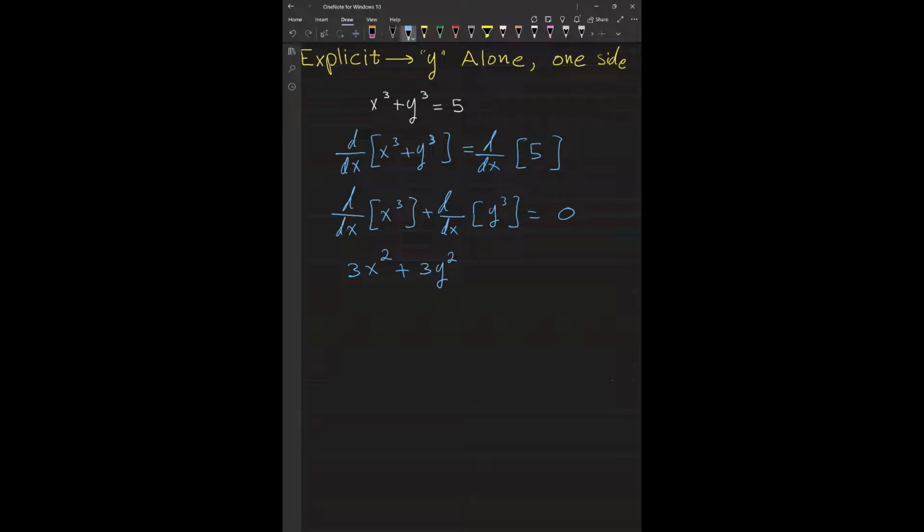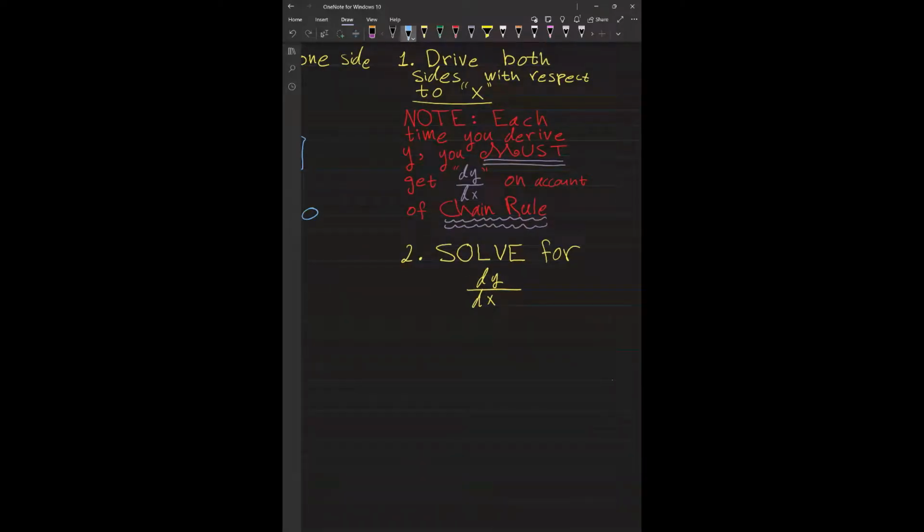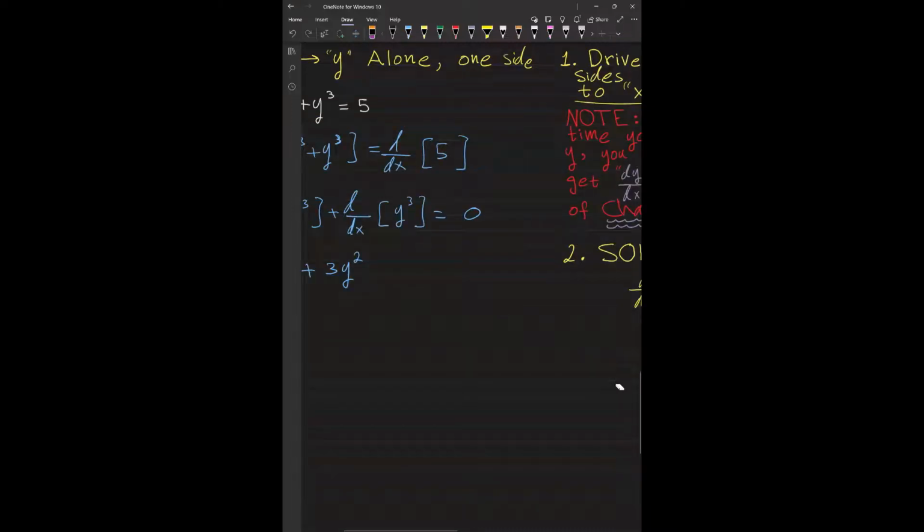Now, I want you to bear with me and focus. If you get this next step, you will know how to differentiate anything implicitly. Let's look at this note right here. It says, each time you derive y, you must get dy/dx on account of the chain rule. Well, what does that mean?